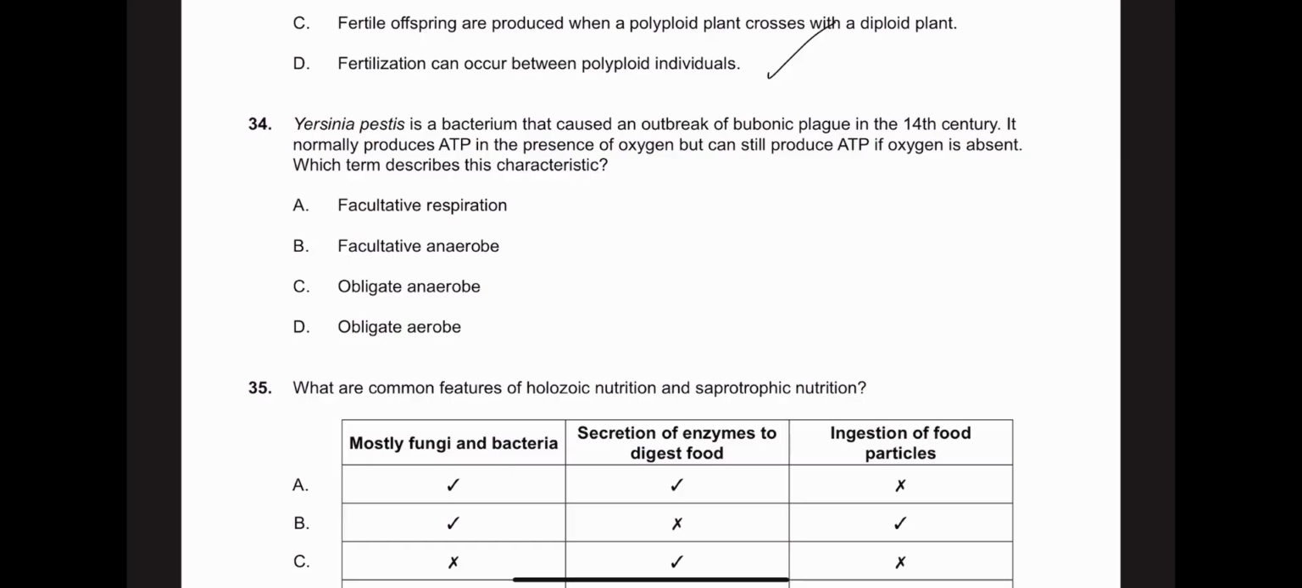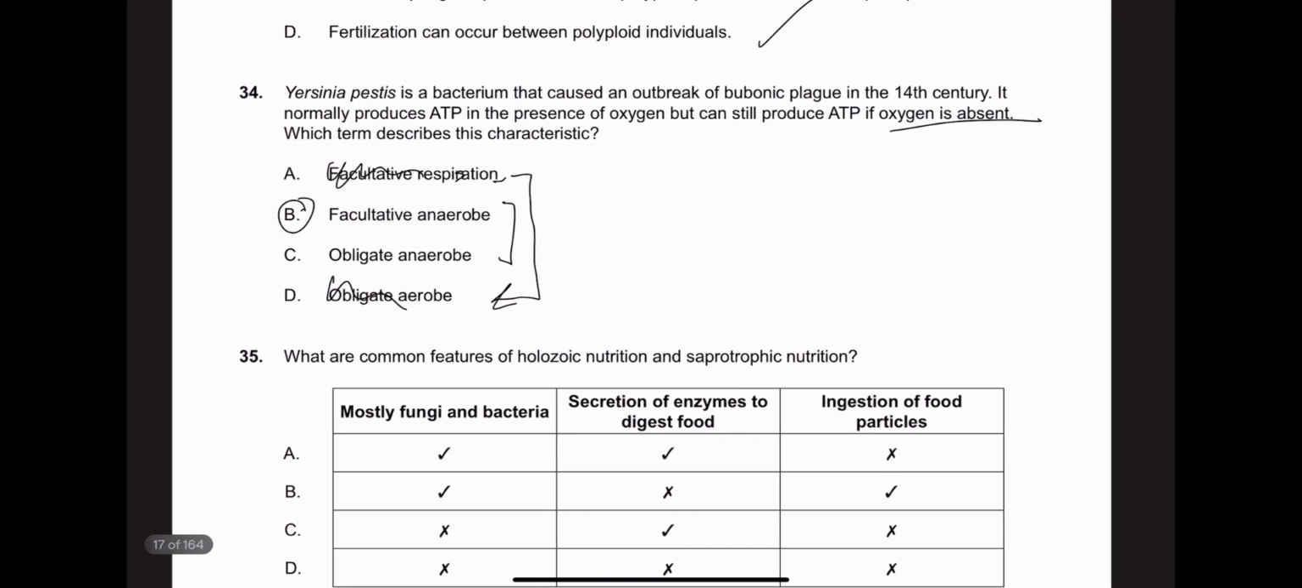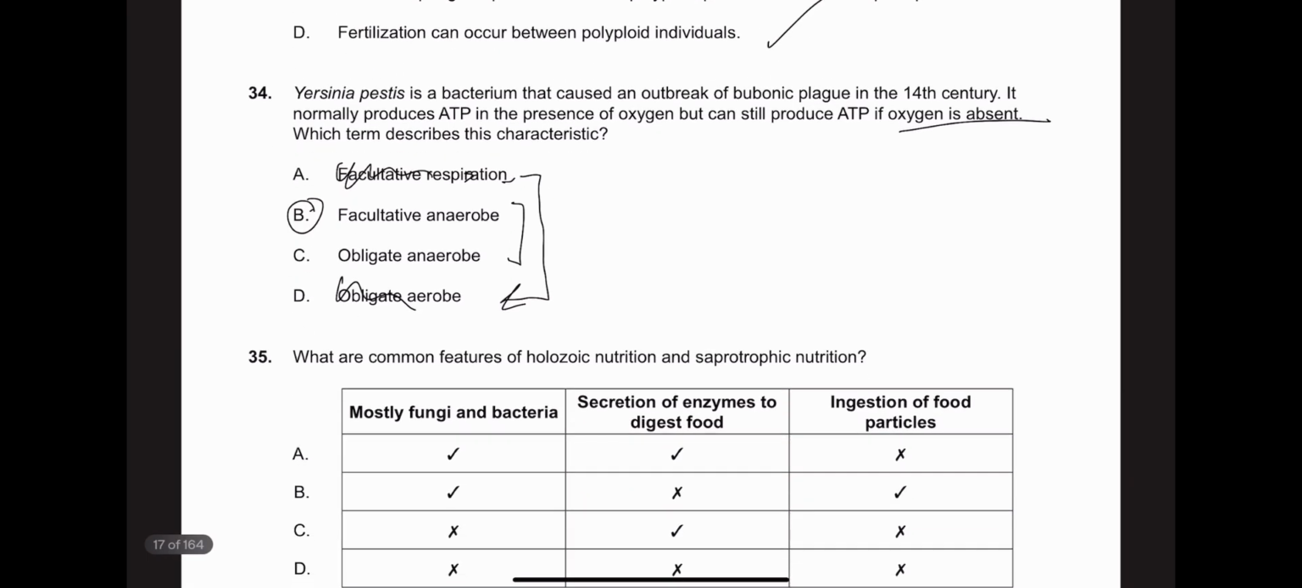This is just pure knowledge as well, but even if you didn't know, you could eliminate these two. Remember, if you weren't aware, just ignore this and look at these. Respiration and aerobic. We know it's not aerobic because oxygen is absent, so it's neither of these two. So we're going to just remove these two. We have these two here. You could just take a guess, but if you knew, it's facultative aerobic. Yeah, that is our answer.